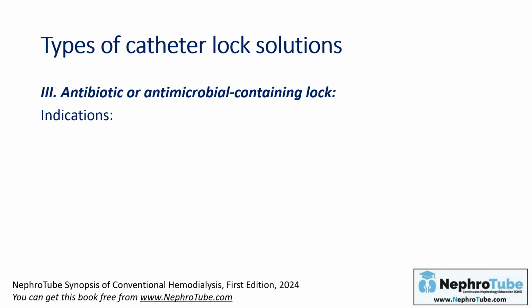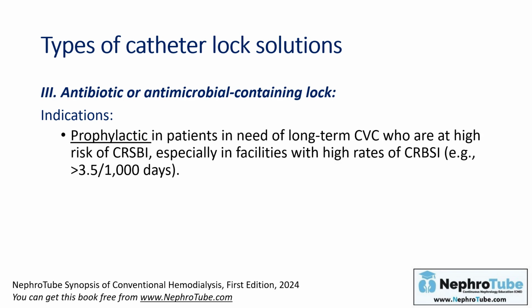Can I use antibiotic or antimicrobial lock for the catheters? The answer is yes. There are indications to use antibiotic or antimicrobial lock. The first, it can be used as prophylaxis, again in patients with need for long-term catheter who are at risk for CRBSI, especially in facilities with high rates of CRBSI. And also it will be used in management of CRBSI, as we mentioned later in the coming lecture.